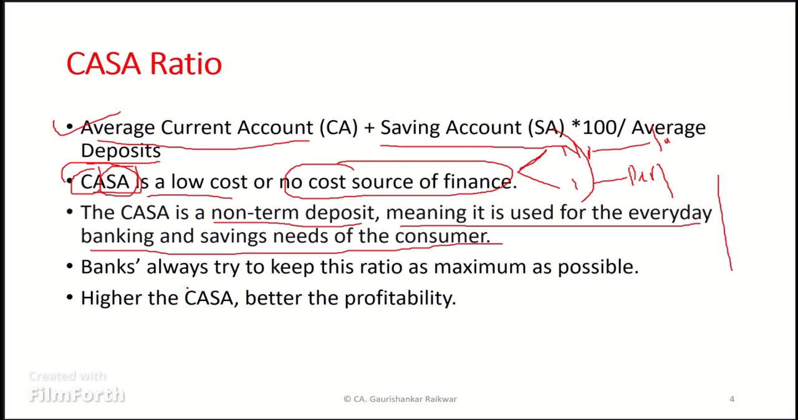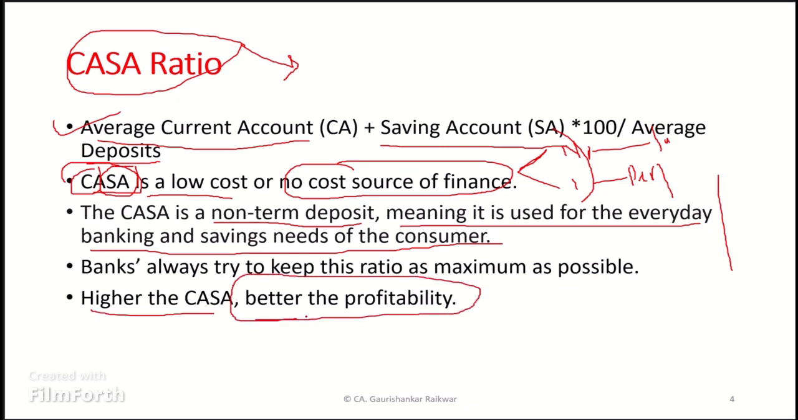Banks always try to keep this ratio as high as possible, because if the ratio is higher, then your cost of deposit will come down, because CASA is a no cost or low cost means of finance. Higher the CASA, better the profitability. As I have already mentioned, if the ratio is higher, it means the bank is able to manage low cost finance for financing the loans. If the cost is lower, then the profitability will be better.